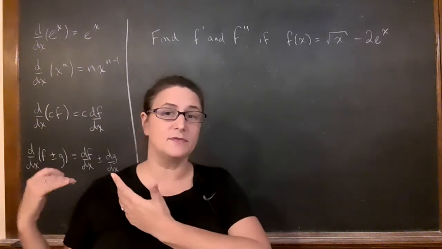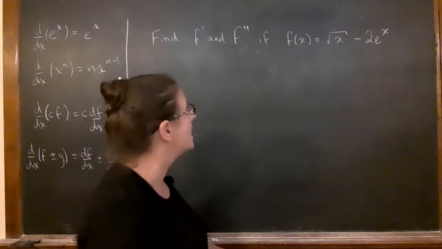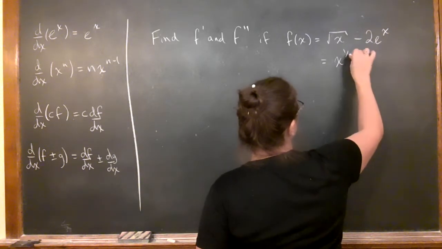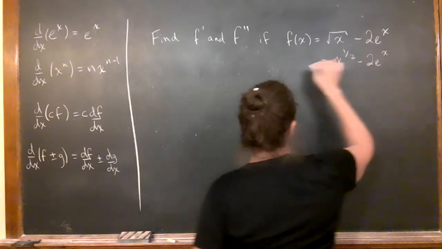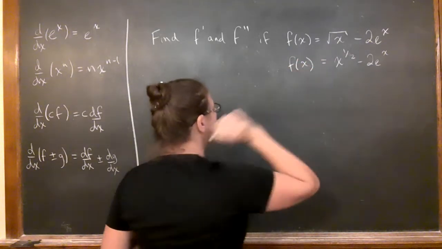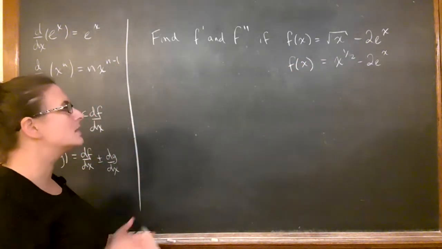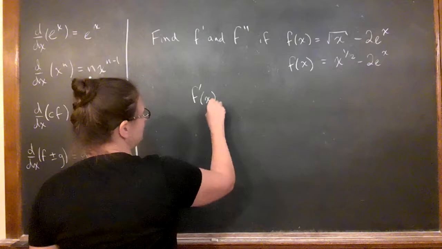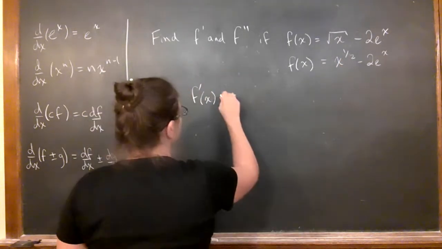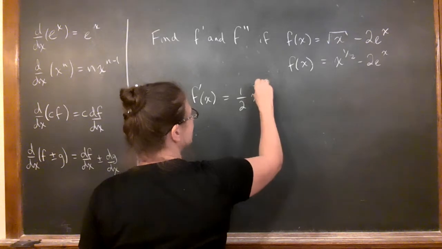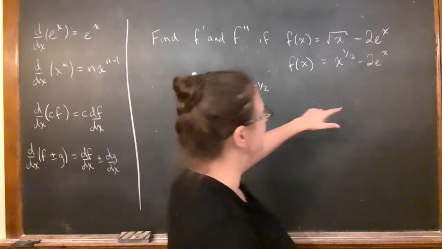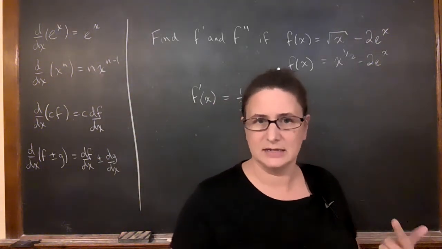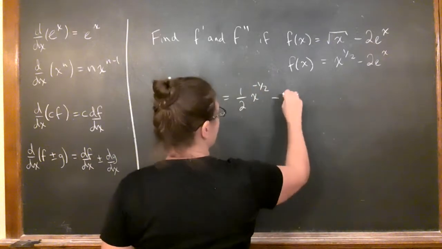Once we have the rules, it's not hard, right? I want to write this as x to the 1/2 minus 2 e to the x. So this is my f of x, just rewriting it with the power rather than the square root. And then I go ahead and evaluate with these rules. The first piece is just the power rule, so I'm going to have 1/2 x to the negative 1/2. And then the second piece is minus 2 times the derivative of e to the x, but the derivative of e to the x is just e to the x. So this doesn't change. It's just the same thing.